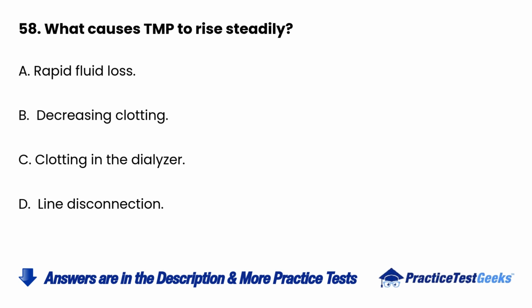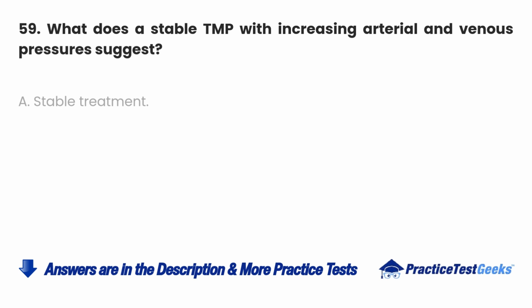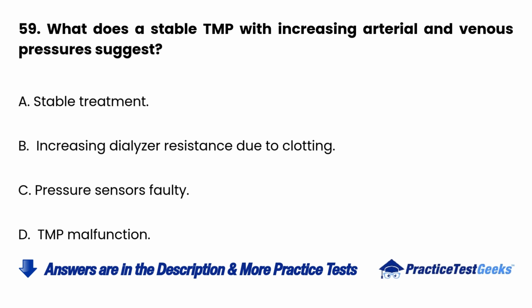D. Line disconnection. 59. What does a stable TMP with increasing arterial and venous pressure suggest? A. Stable treatment. B. Increasing dialyzer resistance due to clotting. C. Pressure sensors faulty. D. TMP malfunction.